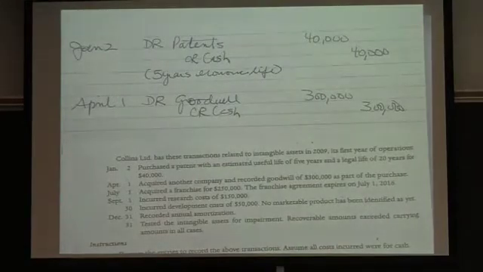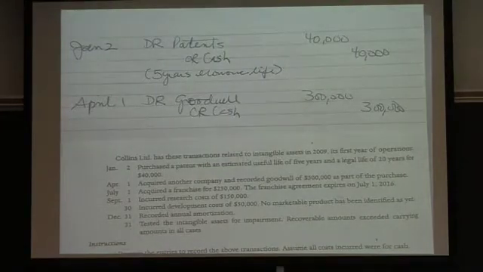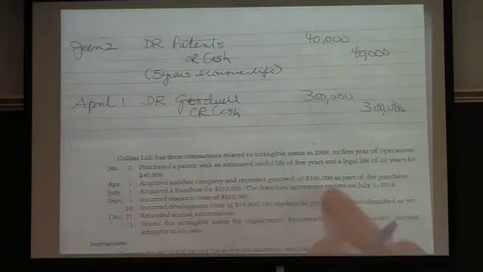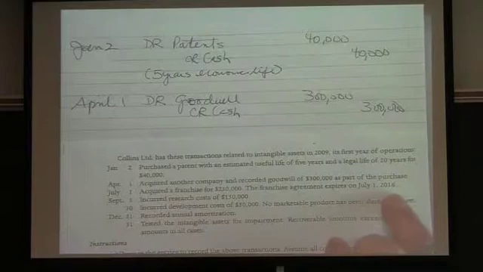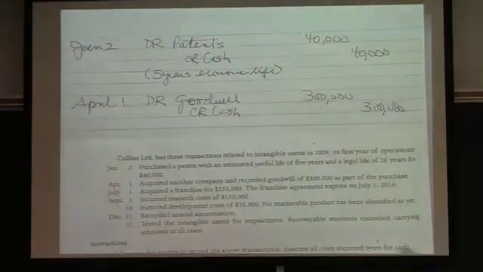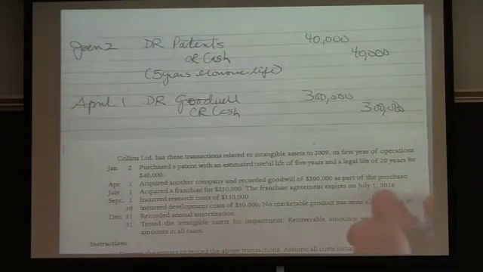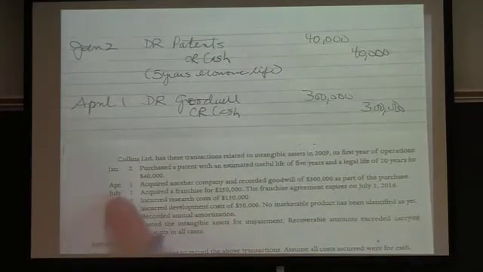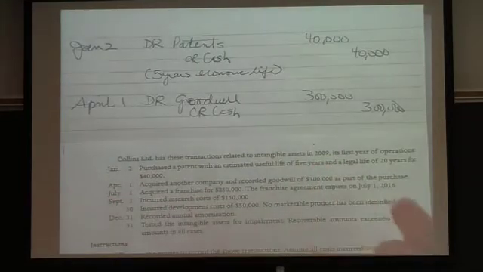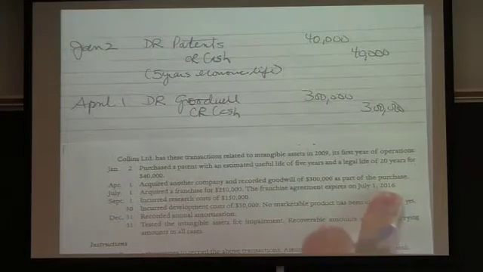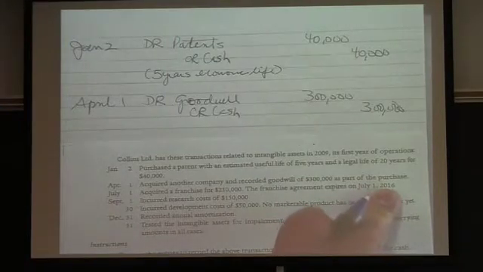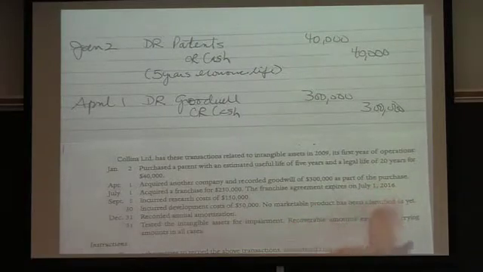On July 1st, what happened? They acquired a franchise for $250,000. The franchise has an expiry on July 1st, 2016. So the franchise has an expiry of July 1st, 2016. Okay. So we bought it on July 1st, 2009, and it expires on July 1st, 2016. So that would be 7 years useful life.